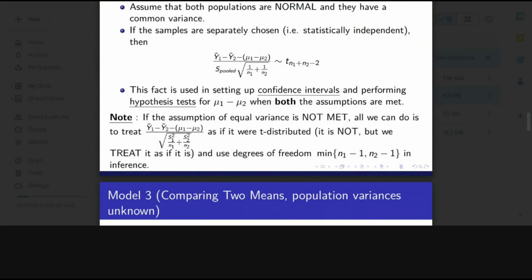So if anyone asks you, "Is this T?" any student of mine who takes this class should know the importance of being able to tell them, but this is not T distributed. Right? A lot of people think it is. It's not, right. If you use S pool, yes, but if you don't, no. All right.